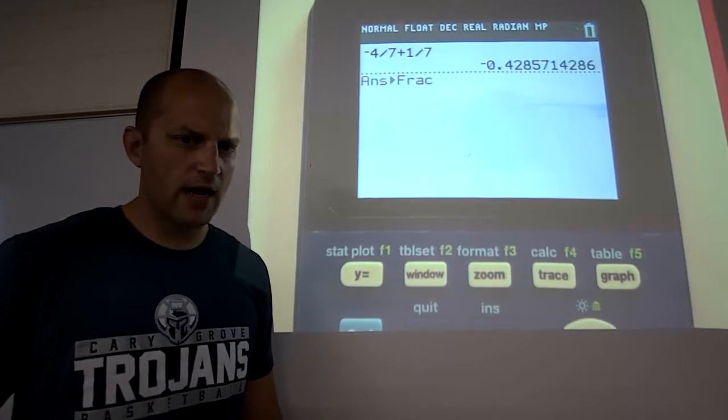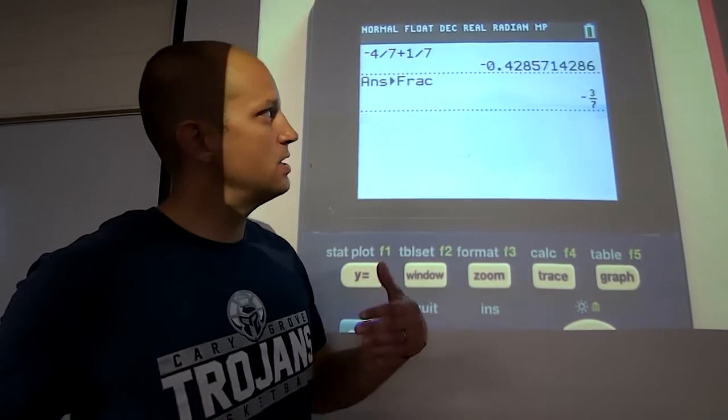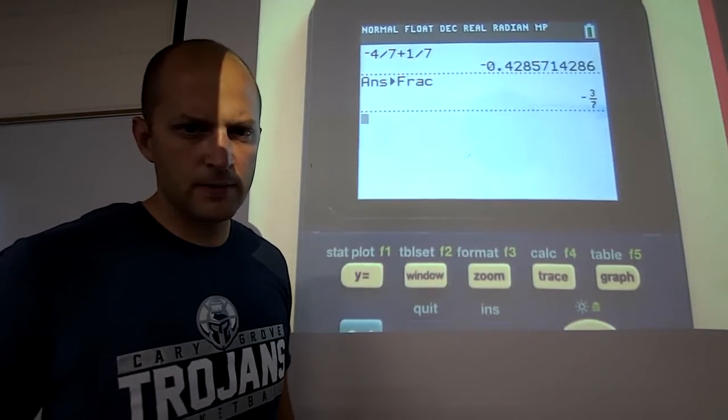Okay, so math frac, press enter, and it converts it to that negative 3/7.